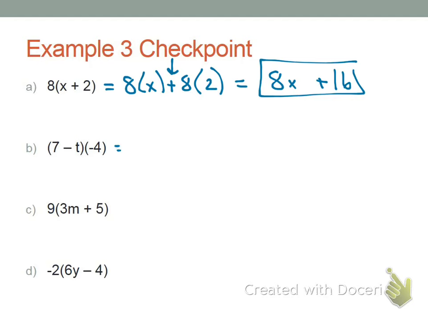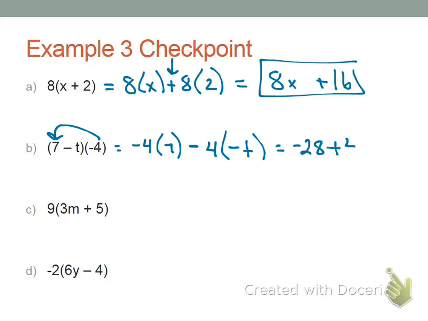Are you watching? Negative 4 times 7. Did you write that? Plus or minus? Minus, because 4 is negative. 4 times what? Negative t. What number do we know is understood in front of the t? 1. Okay, so we keep that in mind when we're multiplying. What is negative 4 times 7? Negative 28. What's negative 4 times negative 1? Positive 4t.